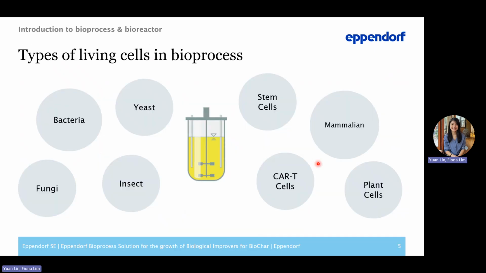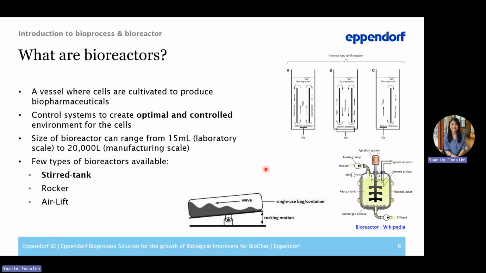These are some of the types of living cells that could potentially grow in a bioreactor. Things like bacteria, yeast, fungi, insect cells, stem cells, mammalian cells, CAR T cells for therapies, as well as plant cells. Right? So what are bioreactors? I have said this word multiple times. If you are wondering what it is, it is actually a vessel where cells could be cultivated to produce biopharmaceuticals. They are also control systems to create an optimal and controlled environment for the cells to grow in.